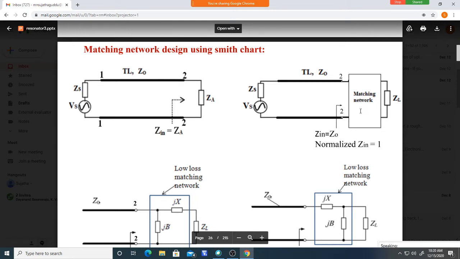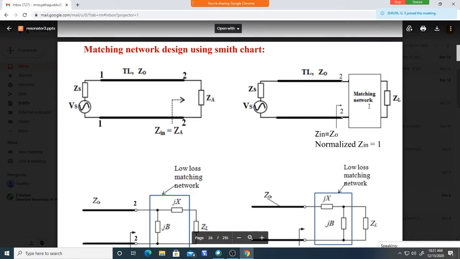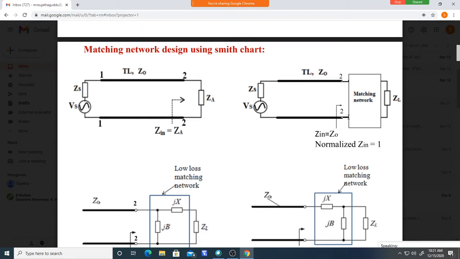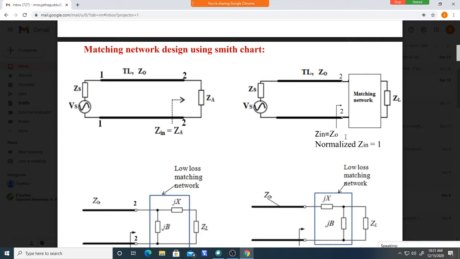Now assuming this network is lossless, that means it doesn't dissipate any power, then the power from here is delivered to the load ZL. If it is a lossless one, then maximum power will be delivered to this ZL. So what we need is how to change this impedance ZL to Z naught, that is our question.